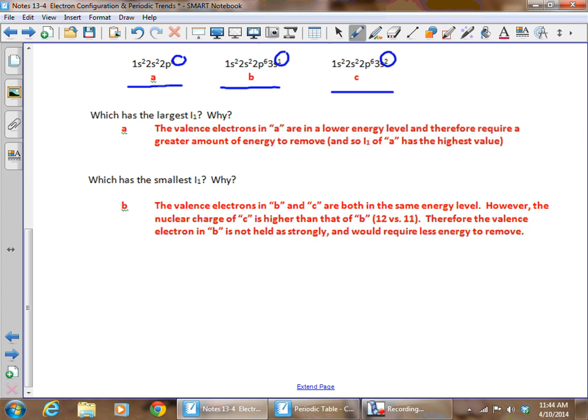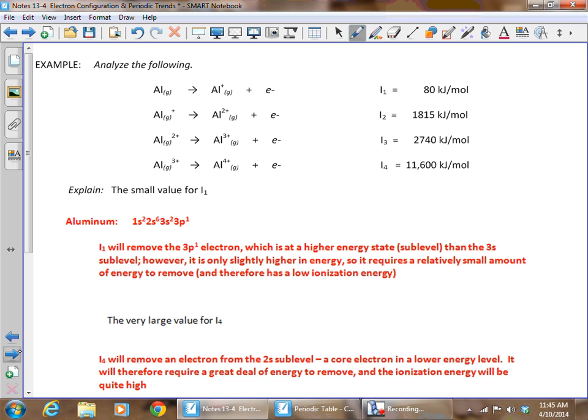Since the electron in B then is not being held as strongly, it's going to require less energy to remove. So now we look at a situation where successive electrons are being removed from the atom. We've got I1 here at the top where the first electron is removed from aluminum, and then we continue through removing one electron at a time, and we notice what the ionization energies are at each of those steps.